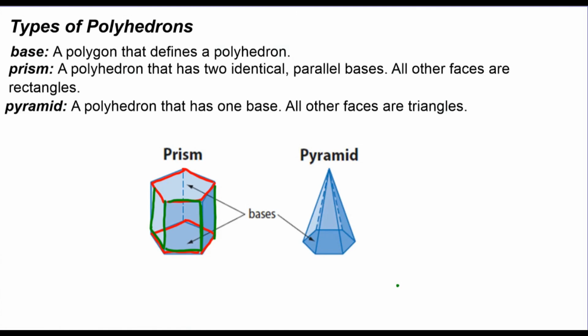Then we have a pyramid, and a pyramid is a polyhedron that only has one base, and all the other faces are triangles. Looking at this pyramid, there's a hexagon at its base, so that's the shape that defines this pyramid. It's what makes it what it is, and all the other faces are triangles. So that's the main difference between a prism and a pyramid: the number of bases it has and what shape all the other faces are. In a prism, you have two identical bases and all the other faces are rectangles, and in a pyramid, you have one base and all the other faces are triangles.